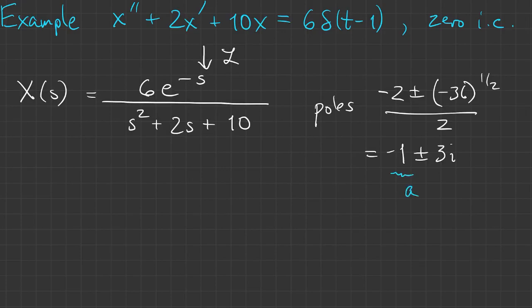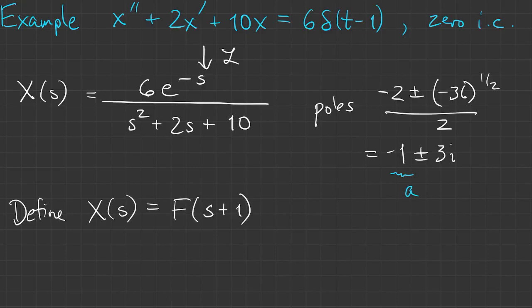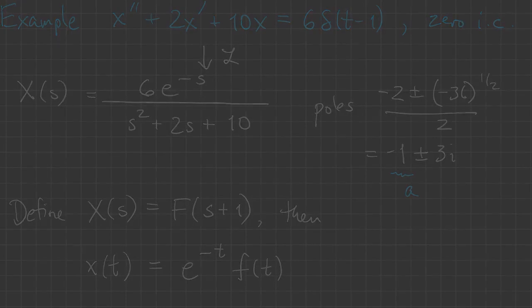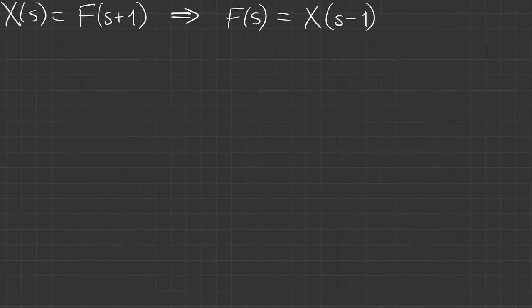We're going to define capital X of s as equal to F shifted by a, so s plus 1. And that's because little x of t will then just be an exponential times little f. So now we have to find little f of t. Well, that was our definition of capital F in the first place. So we can find what capital F of s is. Everywhere we had an s before in capital X, we replace it with s minus 1.